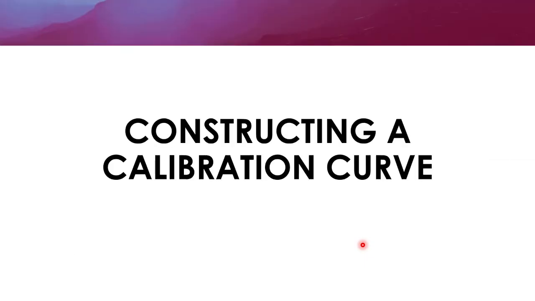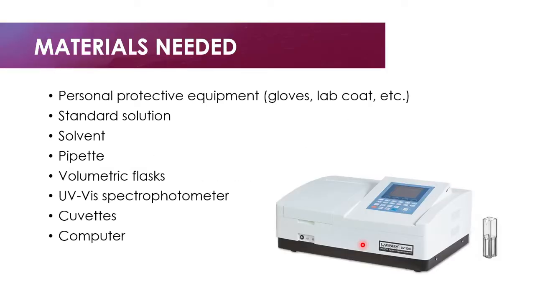Let's start by looking at the construction of a calibration curve. These are some materials needed. We have personal protective equipment, for example, the glass lab coat. You must make sure that you put on the right PPE. The next are our standard solution, the solvent, pipette, volumetric flask, UV-Vis spectrophotometer, cuvette, and computer.